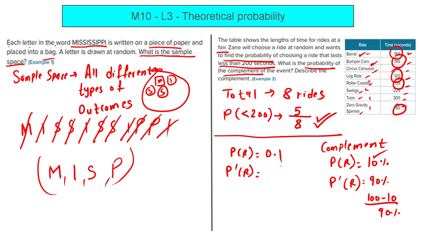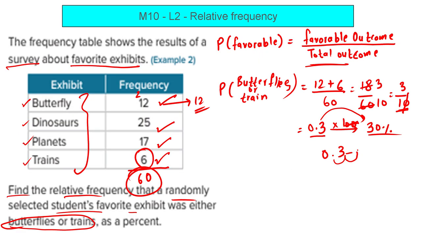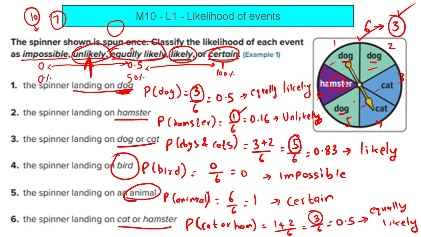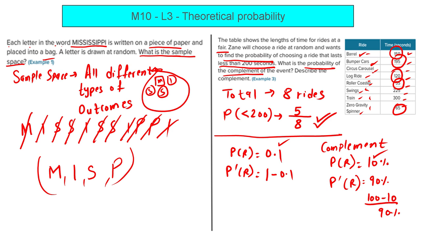Complement here, not rain. So when the decimal is given, you will do 1 minus 0.1. Because I told you in the last one, when it is given in percentage, we take 0%, 50% and 100%. But when it's given in number, we take 0, 0.5 and 1. So if it is given in decimal, you will do 1 minus 0.1.